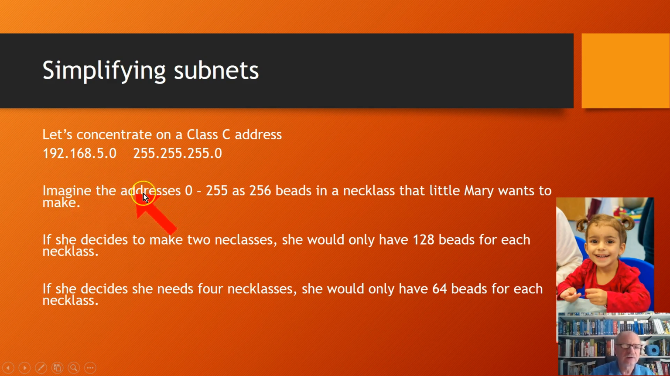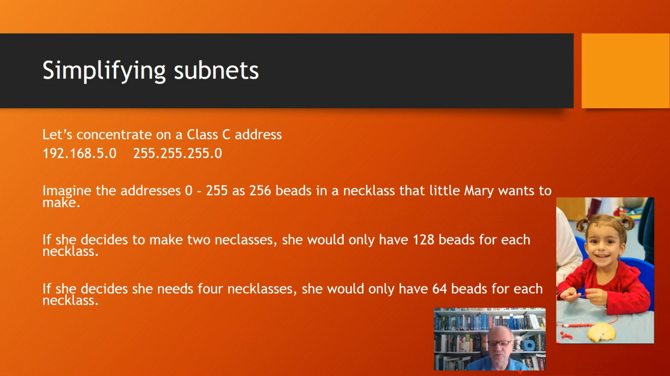So imagine that these addresses, 0 to 255, are 256 beads in a necklace that little Mary over here wants to make. Let me move my picture over there. Little Mary wants to make a necklace, and she's got these 256 beads, and she can make a nice big necklace with that. But she doesn't want a big necklace. She wants a necklace for mom and for grandma. She wants to make two necklaces. Well, she can divide her beads in half. So if she decides to make two necklaces, she could have 128 beads for each necklace.